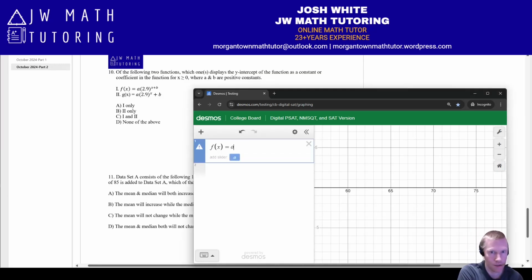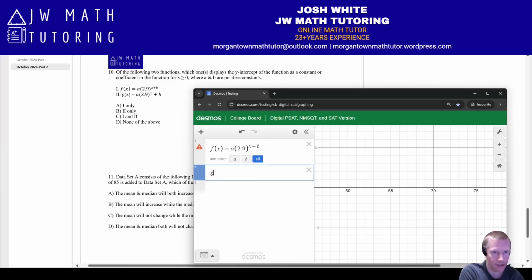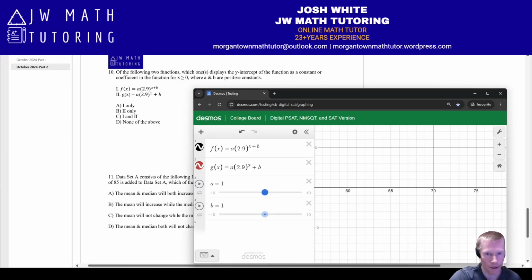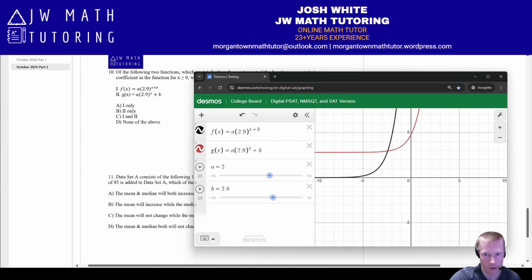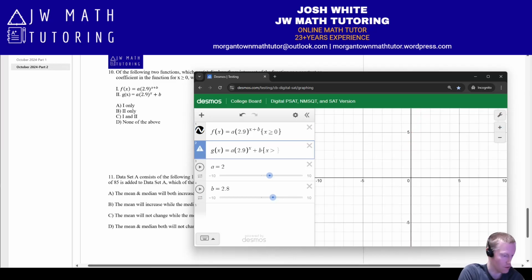Okay, so the first one, we'll add the sliders just in a second. Okay, so they're positive constants, so just whatever. There we go. All right, let me go back to the home thing here. Also notice you can set a restriction on the graph. So I'm going to restrict this to just x is greater than or equal to 0, which is what it says in the problem, basically for the domain.